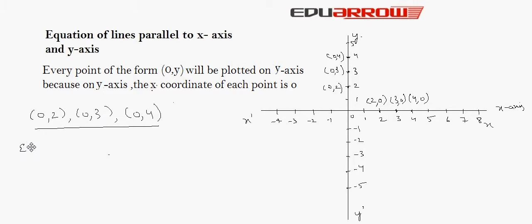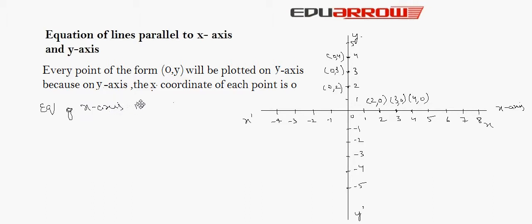So the equation of the y-axis is x is equal to 0, and what we conclude here is that the equation of the x-axis is y is equal to 0, where it can be written as 0 into x plus 1 into y is equal to 0. For any value of x, y will always be 0.